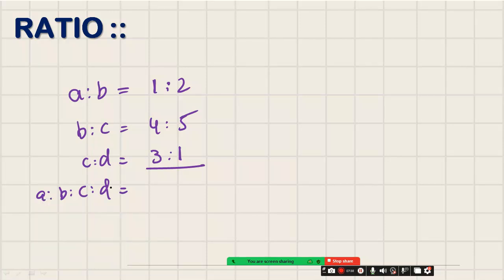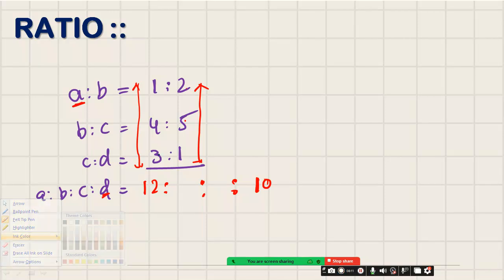If you want to find out the A value, multiply the left hand side numbers. For the first value, we multiply the left hand side numbers. So 1 into 4 is 4, 4 3s are 12. If you want to find out the last value, the D value, multiply the right hand side numbers. 2 5s are 10. So we get 12 is to 15 is to 5. Good, very good.